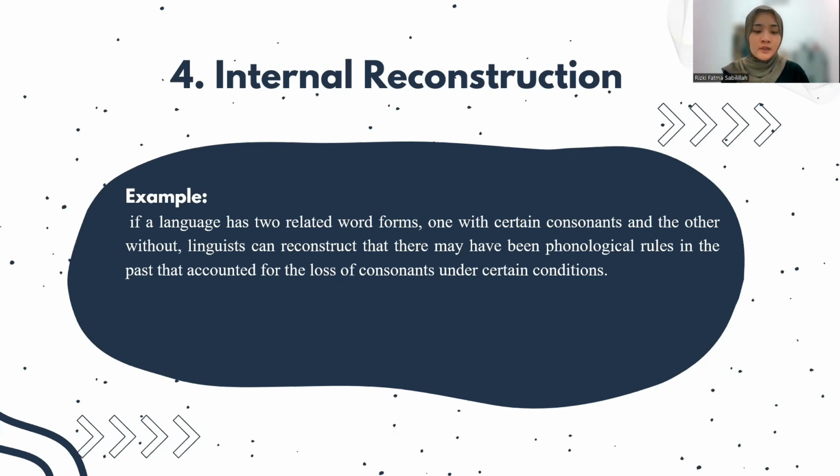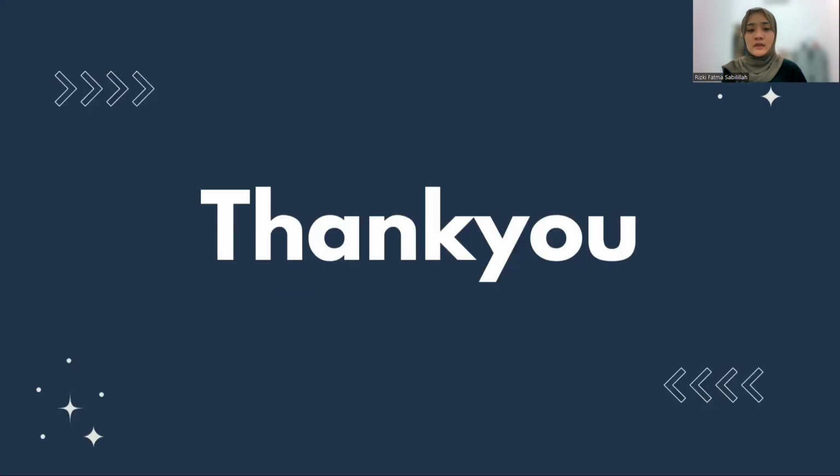Another example is if a language has two related morphemes, one with a certain consonant and the other without, linguists can reconstruct that there might have been phonological rules in the past that accounted for the loss of consonants under certain conditions. With this example, we can see that this internal reconstruction method is different from comparative reconstruction, which involves comparing several related languages.